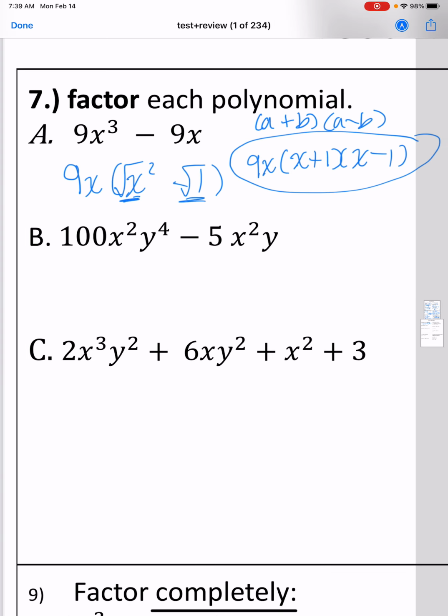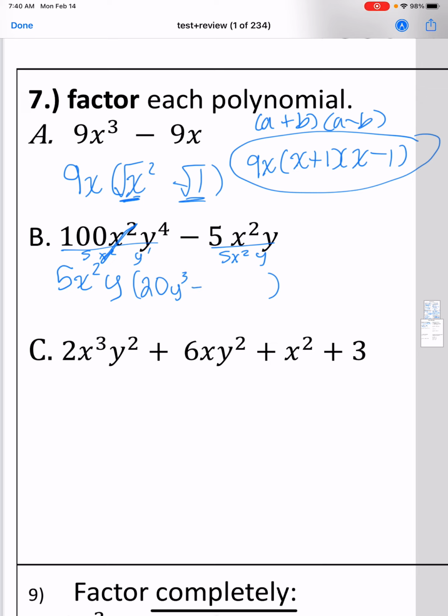This next one, we're going to take out our common factors. So in this case, they both share a 5. They both have at least 2 x's and at least 1 y. And then to find the numbers that go on the inside, I divide. 100 divided by 5 is 20. X squared divided by x squared is nothing. And y to the fourth over y to the first would be y to the third.